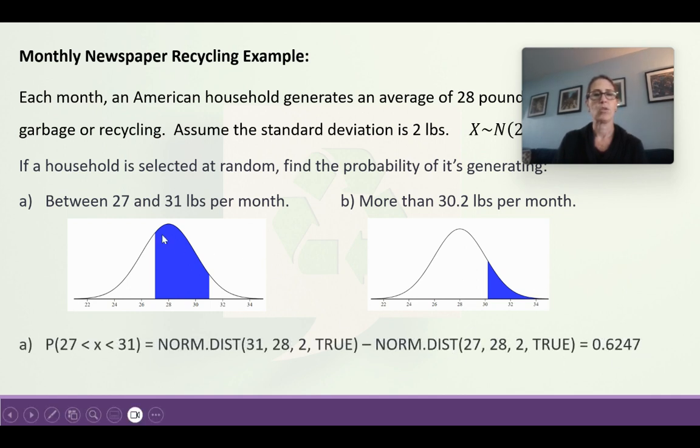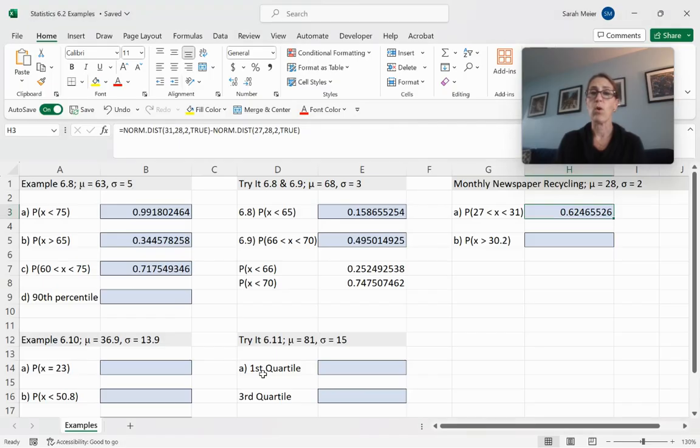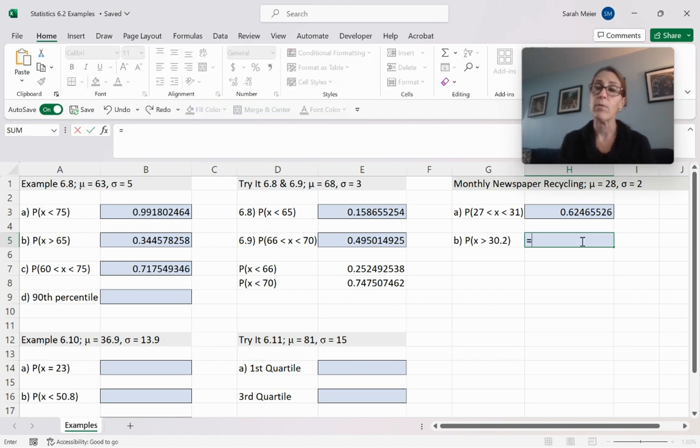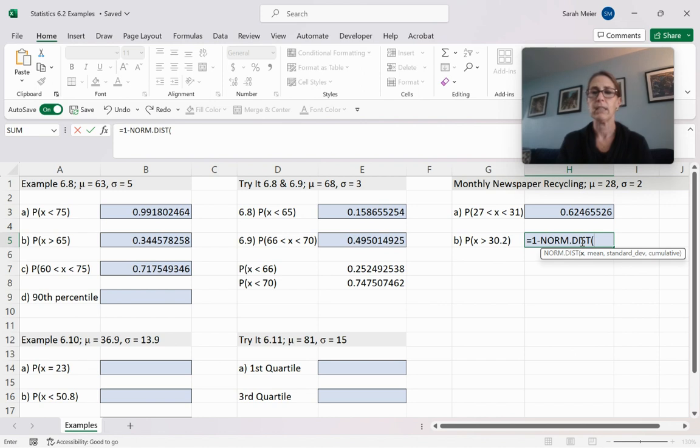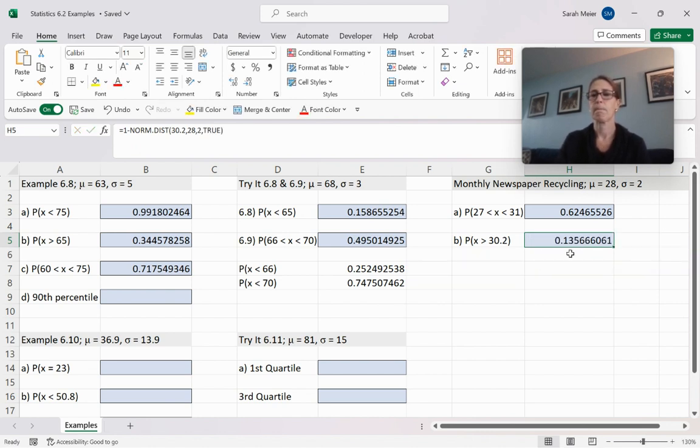Okay, so this is about 62% of my data is in this section. And then for more than 30.2 pounds, remember my greater than problems are always going to be 1 minus the normal distribution. My number is 30.2. My mean is 28. My standard deviation is 2, and I use the word true. So I get 0.136.